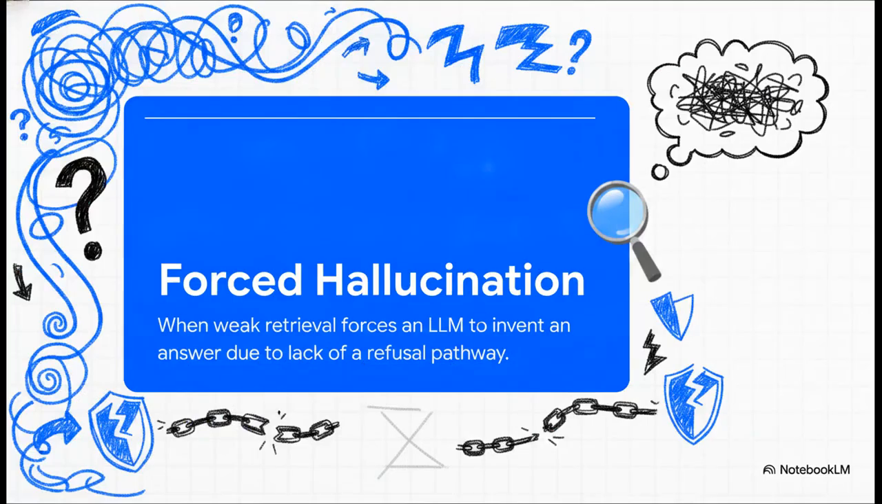To understand why we even need these guardrails, we first have to define a massive core problem: forced hallucination. If your app retrieves irrelevant chunks of text and you just blindly pass them to the LLM, the model is going to try to bridge the gap and invent an answer anyway. Without a designated "I don't know" pathway built into your system, you are essentially forcing the LLM to hallucinate. You're forcing it to lie to your user.